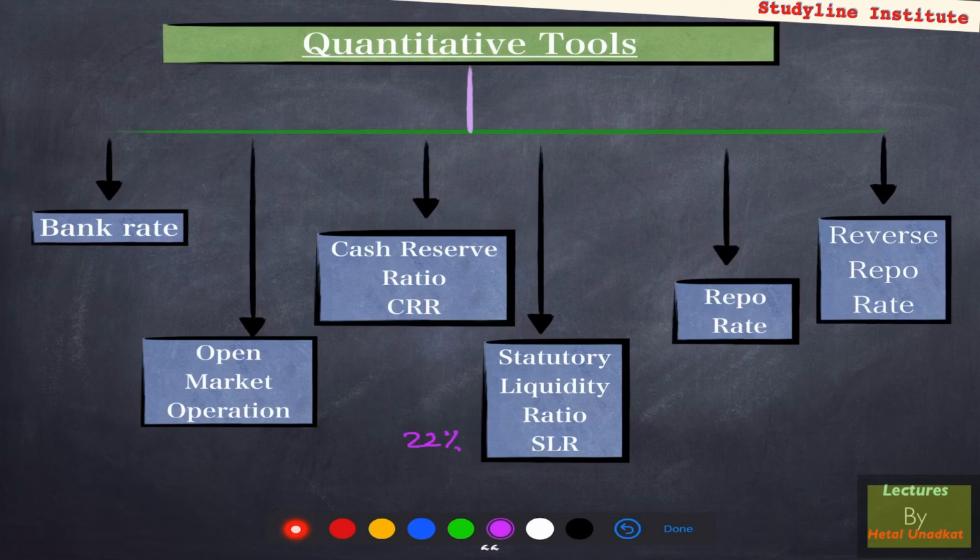22%, and here we have given 4%. So in this way our deposits keep reducing, and whatever amount remains we can give as loans. So this is the statutory liquidity ratio. We need to invest in government securities. The government can increase or decrease this rate.